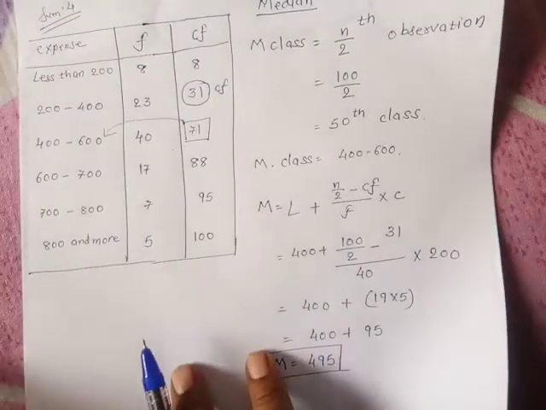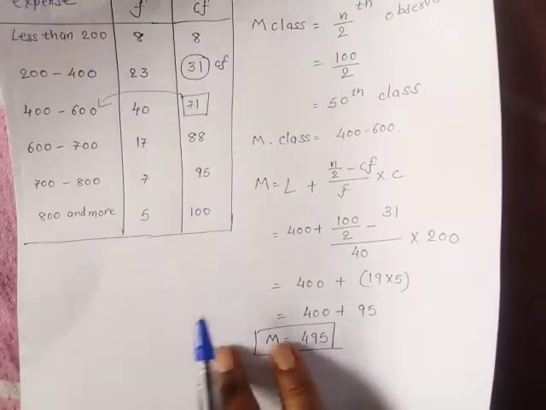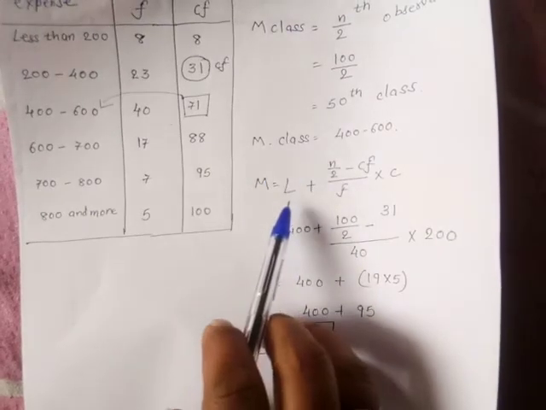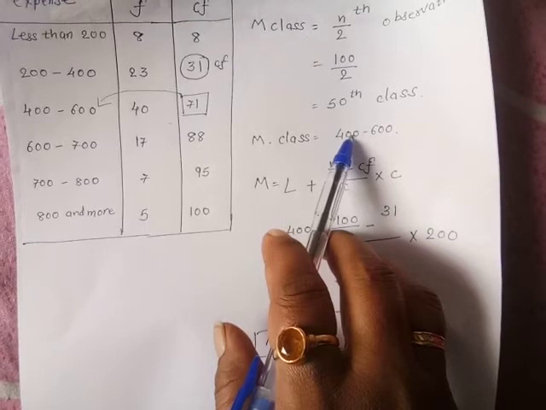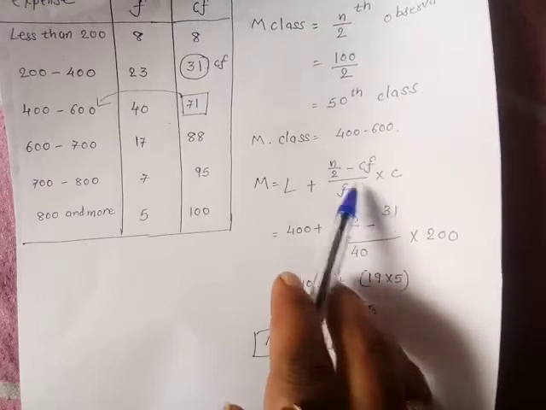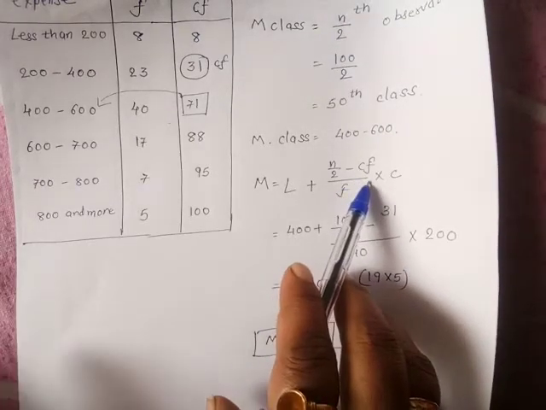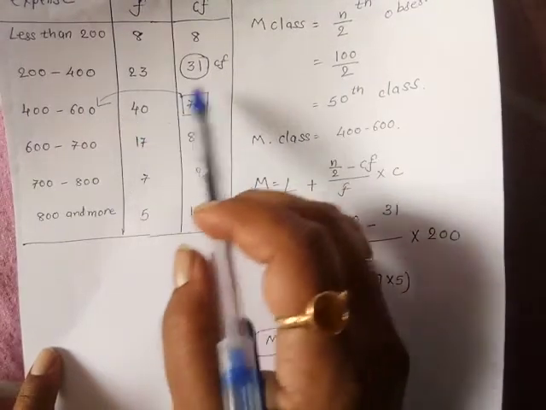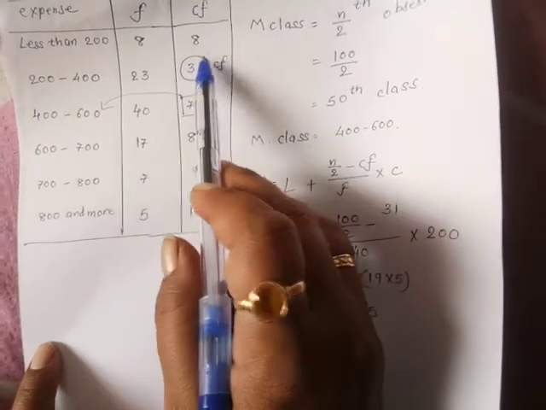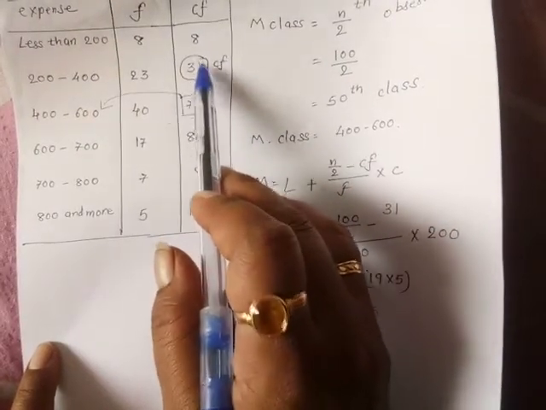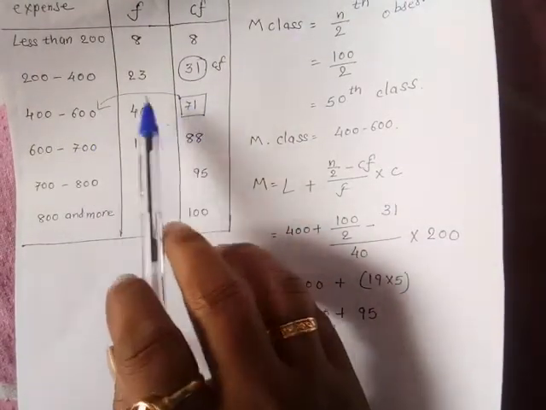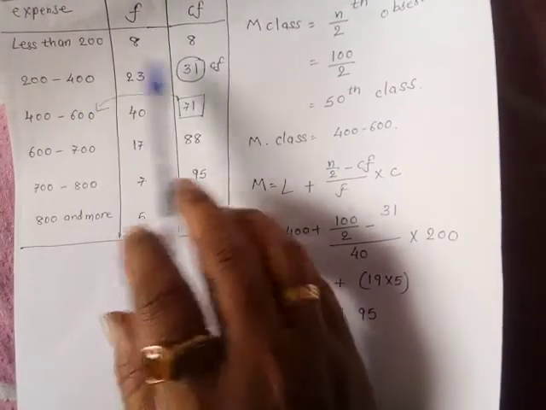We have to take the previous CF of the median class. The CF of the class previous to the median class, that we take. We have taken 400 to 600 as our median class. So the previous class CF, that is our CF. So 31 upon frequency; we take the median class frequency, that is our frequency. So that is 40. So here 40 multiplied by class interval. C means class interval.